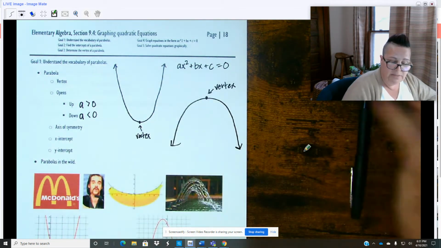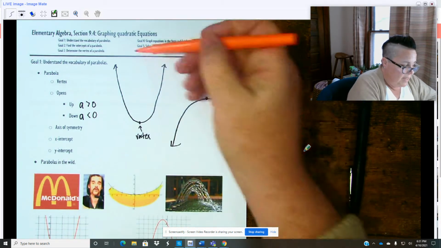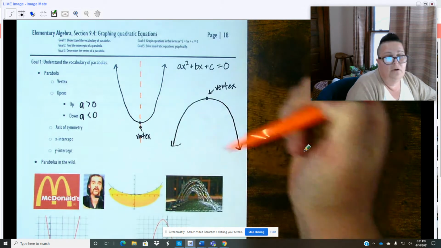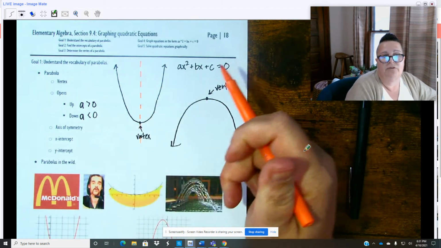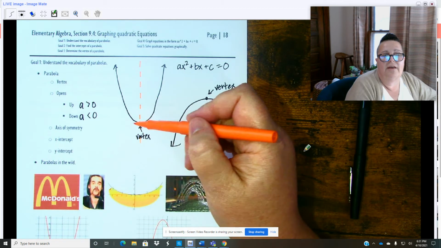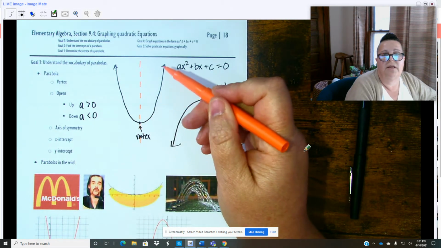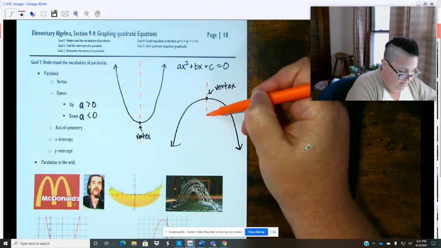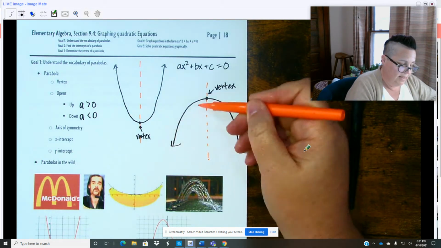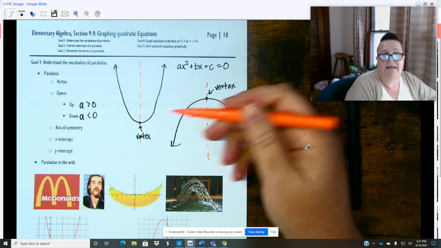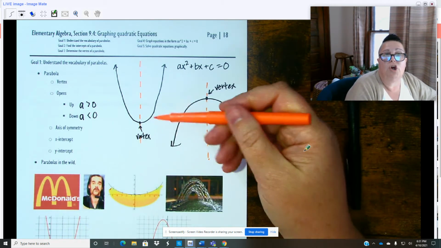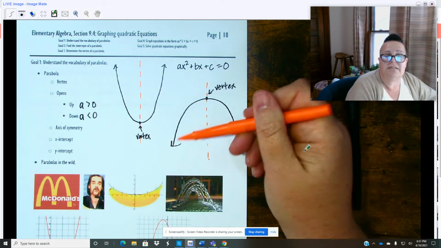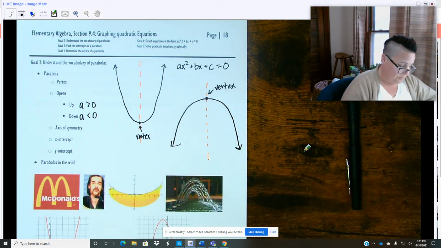Each parabola has what's known as an axis of symmetry. The axis of symmetry is the vertical line around which the parabola is symmetrical. So everything on the left side here should match up with everything on the right side. It's not going to because I sketched it. This will also have an axis of symmetry where everything on the left side and everything on the right side match. The axis of symmetry goes through the vertex. So the axis of symmetry will go through the vertex, the point at which the direction switches.